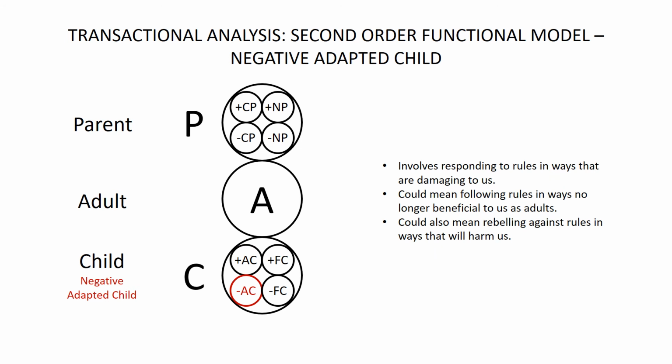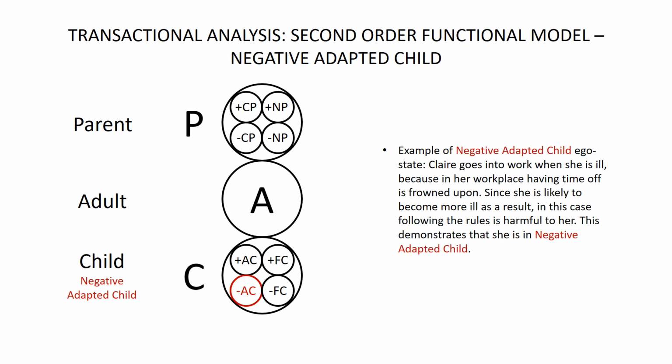When in negative adapted child, we recall childhood parent figures in responding to rules in ways that are damaging to us. This could involve following rules in ways no longer beneficial to us as adults, or needlessly rebelling against rules in ways which will ultimately harm us.